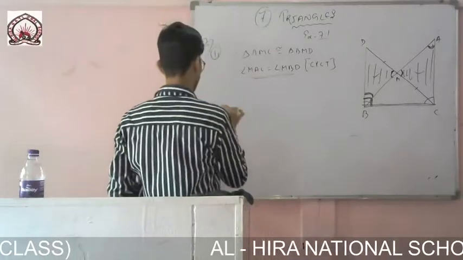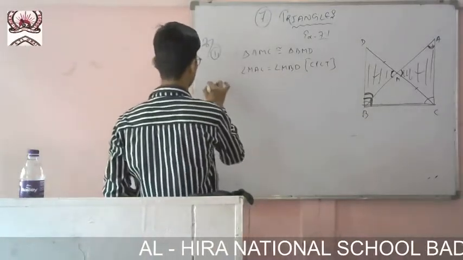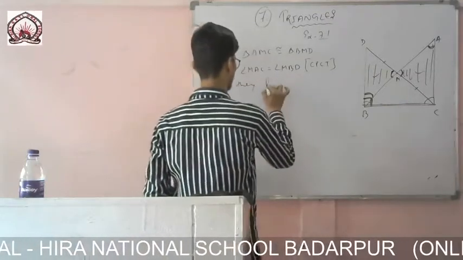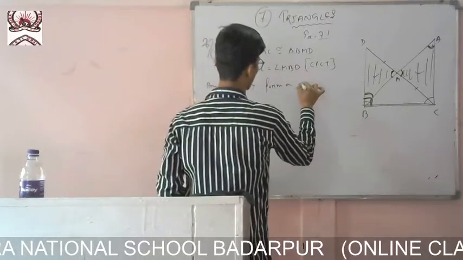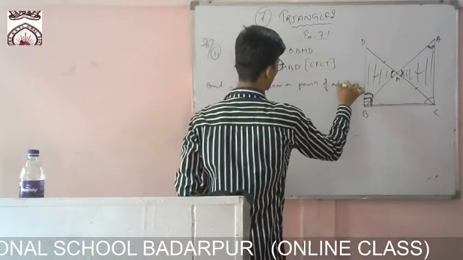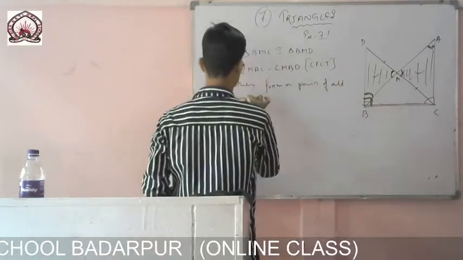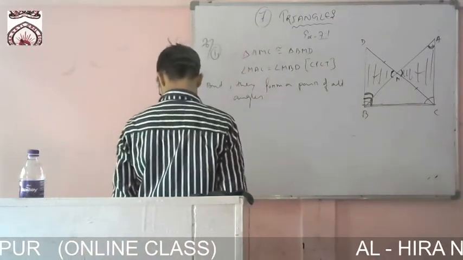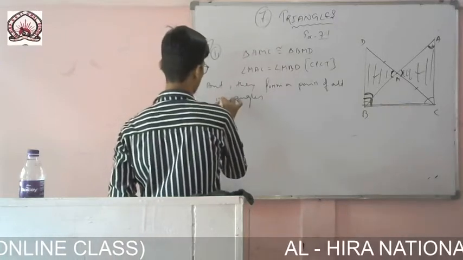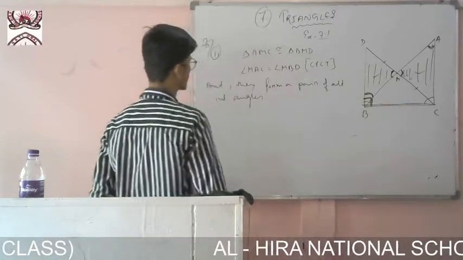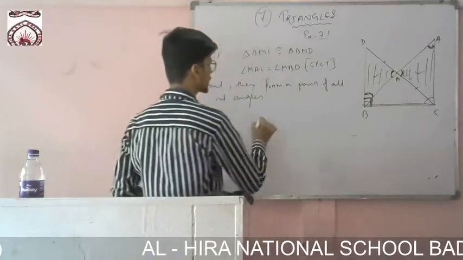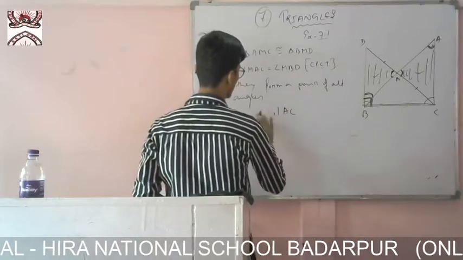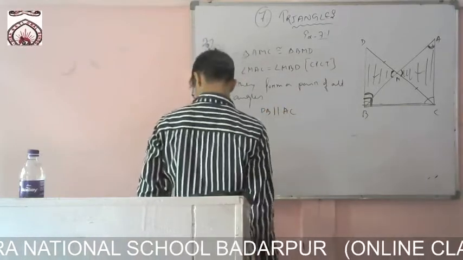So you write like this, that they form a pair of alternate interior angles. Okay, alternate interior angles. So I can say that BD is parallel to AC, DB is parallel to AC. Okay.